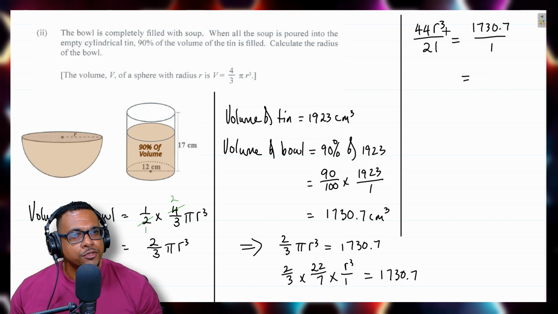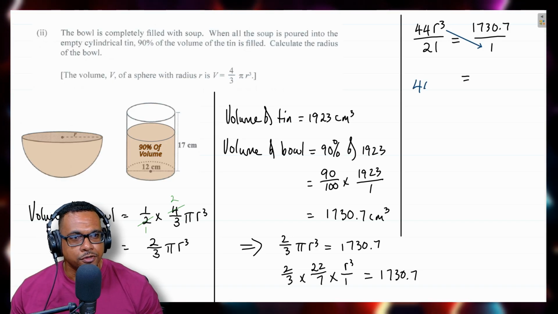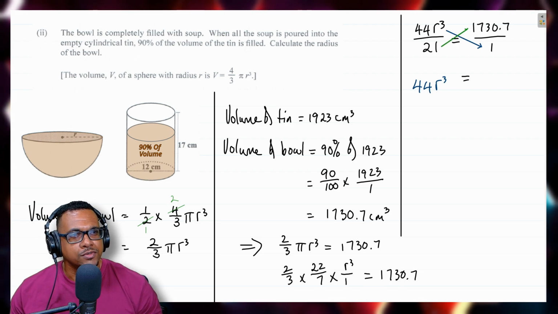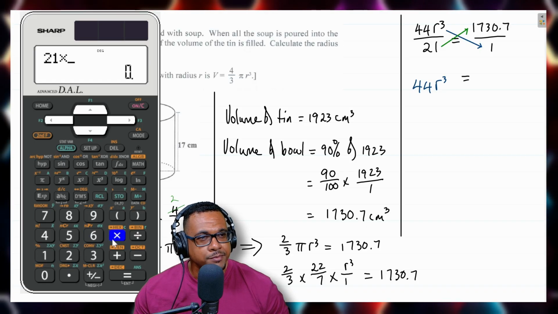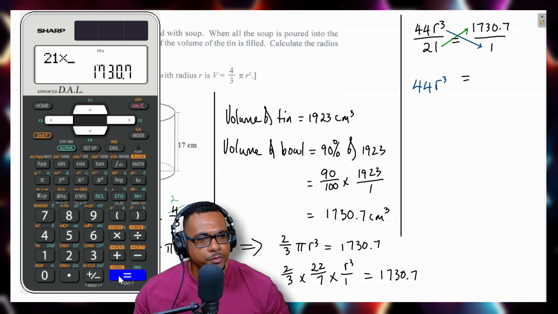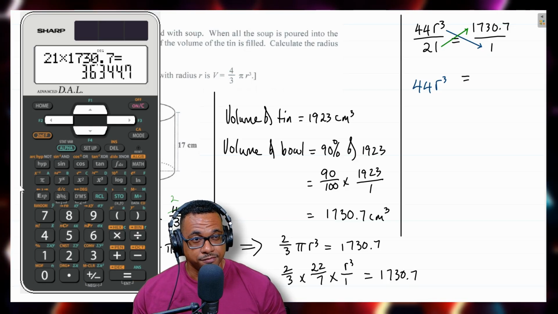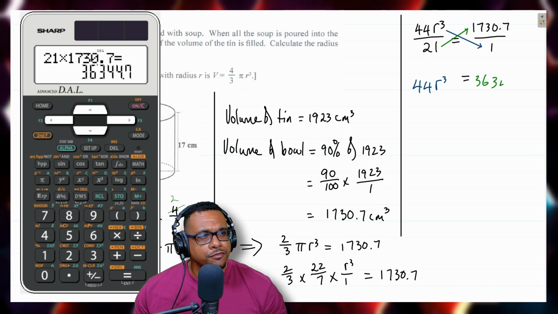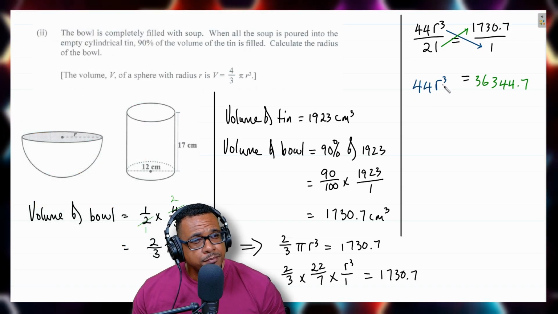Now we're going to cross multiply. So 44 r cubed by 1 is just 44 r cubed. And 21 times this 1,730.7. So we have 21 times 1,730.7. Press equal. And we get 36,344.7.